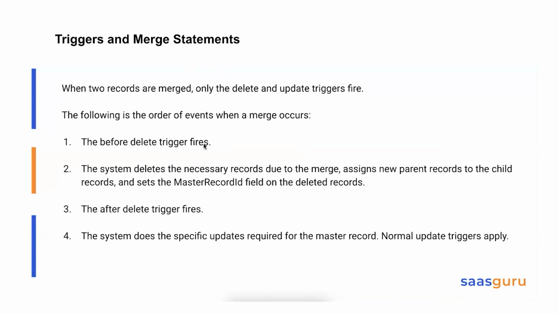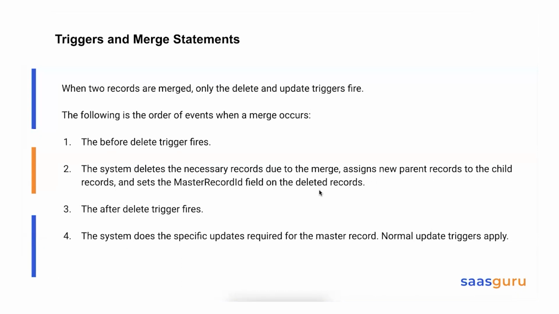Something again for the merge statements, like when 2 records are merged, only the delete and update triggers fire. And here the order of execution for the merge. And this example is very much related to the exam questions again, because you can think, very important topic. What happens when merge will happen? The before delete triggers fire. Then the system will delete the record that needs to be deleted, and that time maybe they're going to assign the new parent or child record.